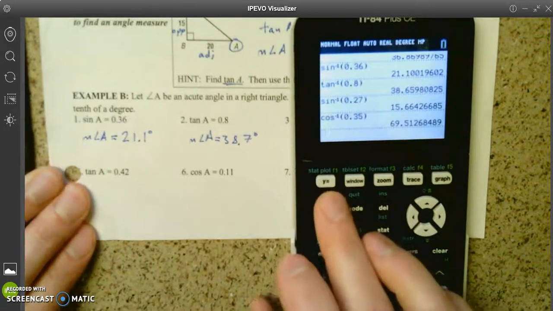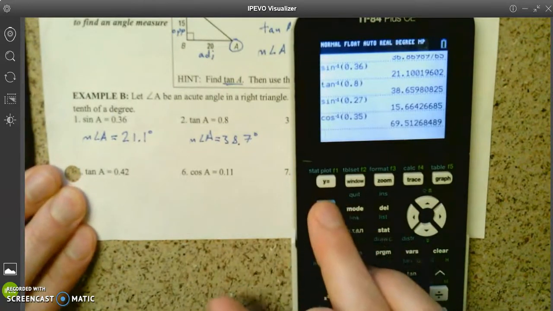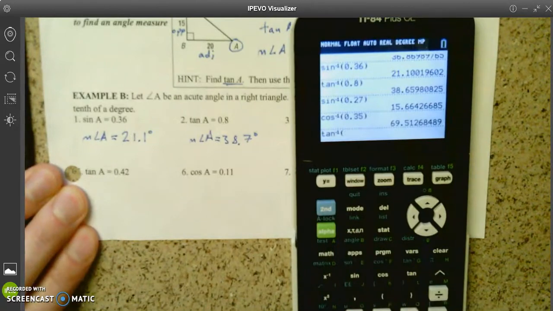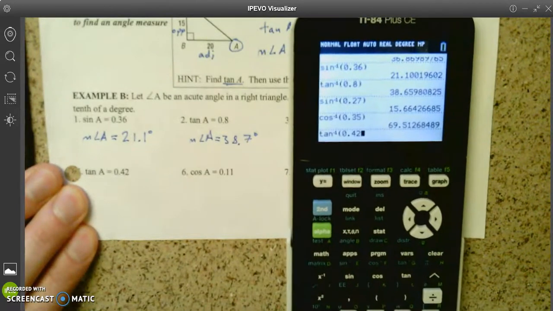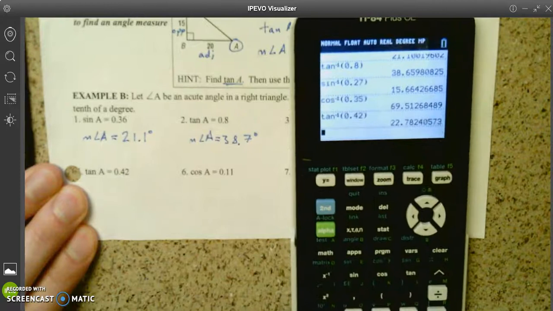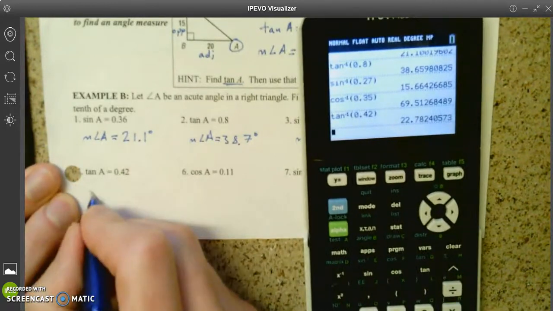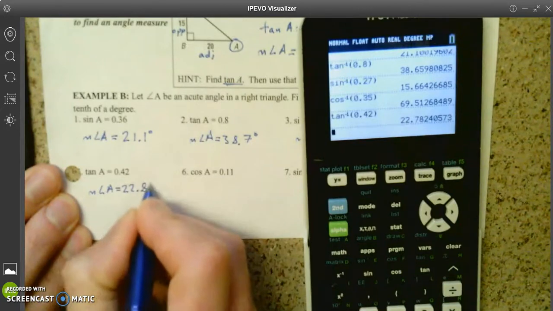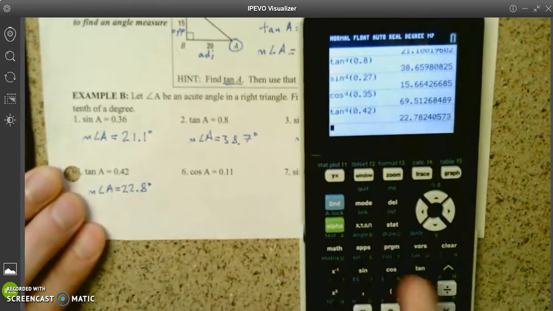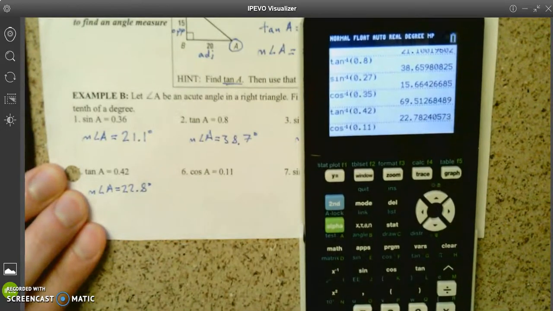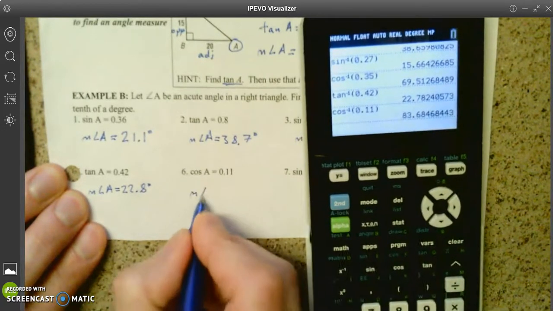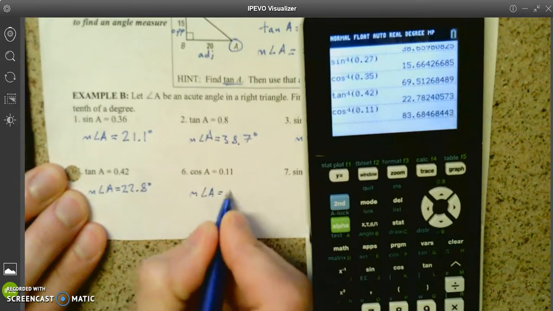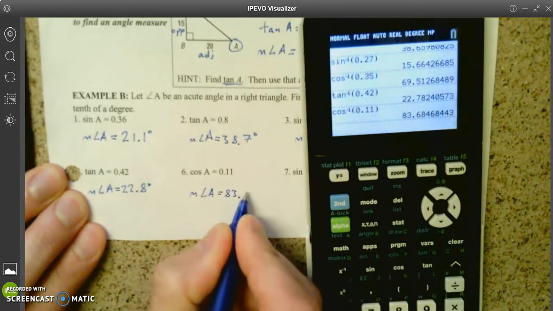Hopefully you had a chance to pause the video. So we are going to do inverse tangent of 0.42. And that gives us measure of angle A equals 22.8 degrees. Inverse cosine of 0.11 will give us the measure of angle A for number 6 equals 83.7 degrees.